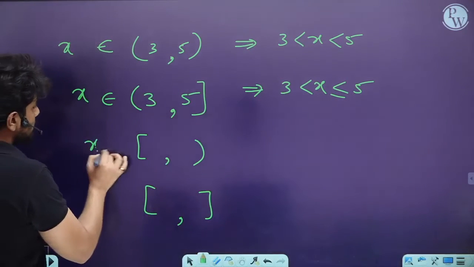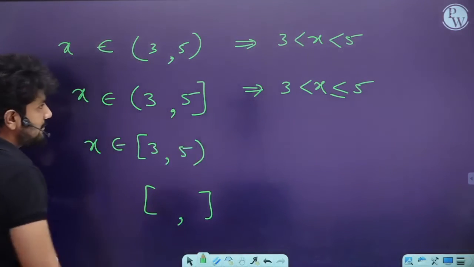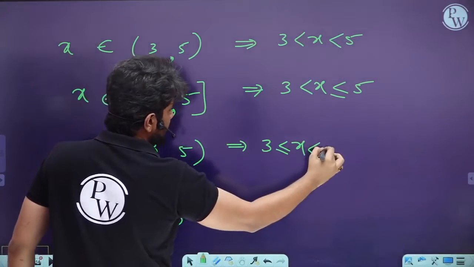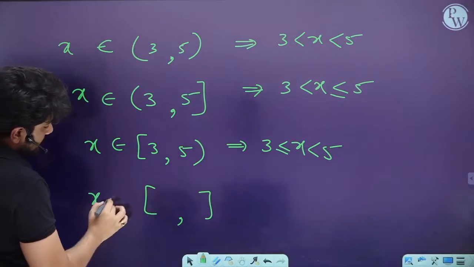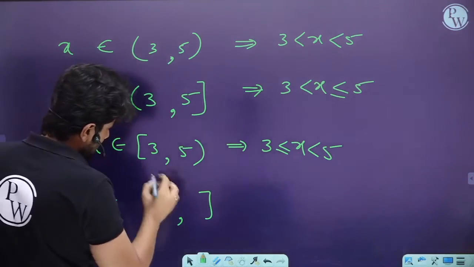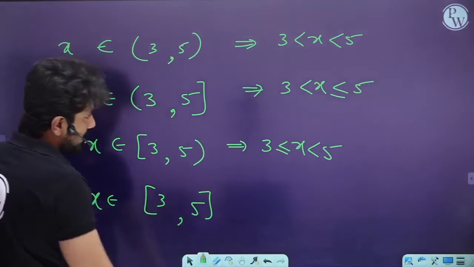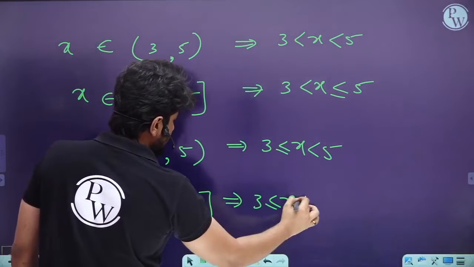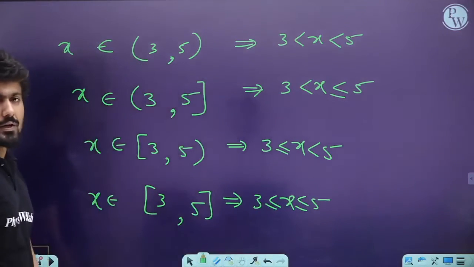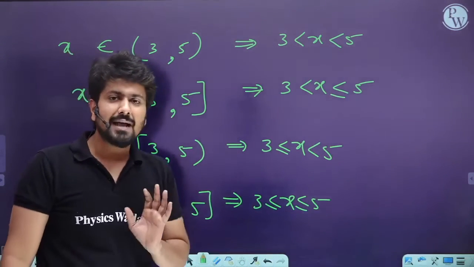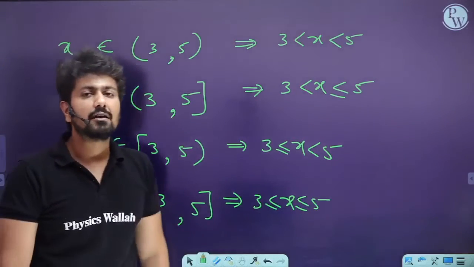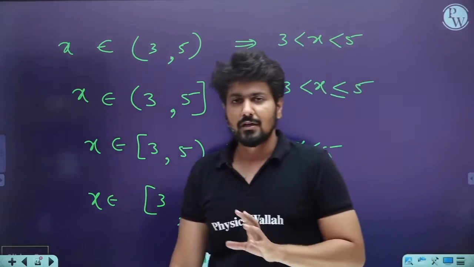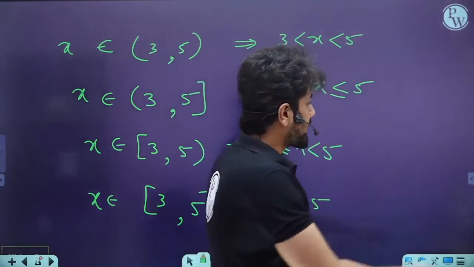If I say X belongs to close bracket 3 to open bracket 5, it means that X is greater than or equal to 3 and less than 5. If it is written X belongs to close bracket 3 to close bracket 5, it means there is equality on both these sides. X greater than or equal to 3, less than or equal to 5. But with infinity and minus infinity, we can never use close bracket. We use close bracket with real numbers, not with infinity or minus infinity. You will never see close bracket being used.